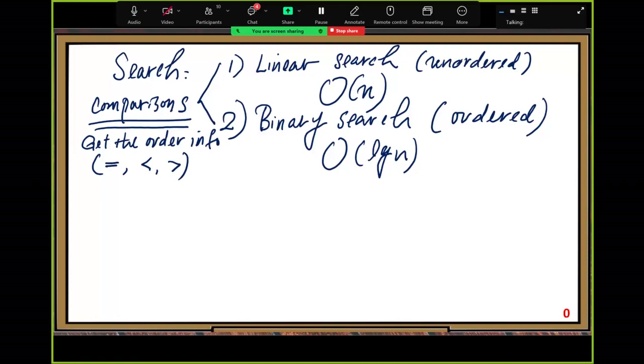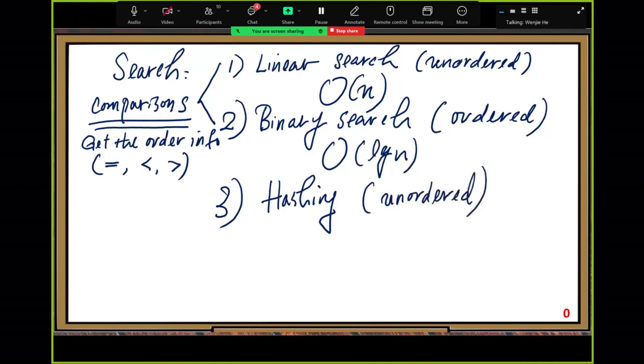Now there is a new idea about searching. Still search, the third method. This is hashing. Hashing belongs to search, and it is also for unordered data. And the comparison.